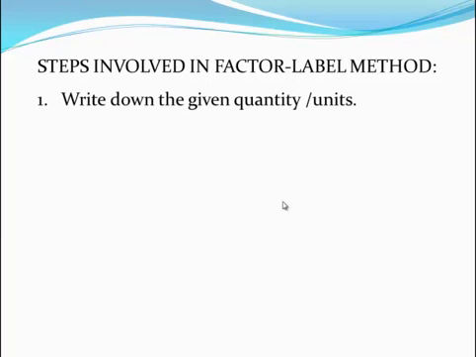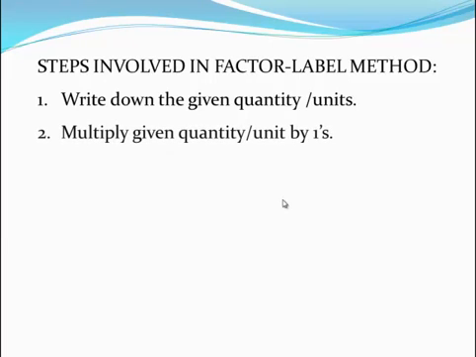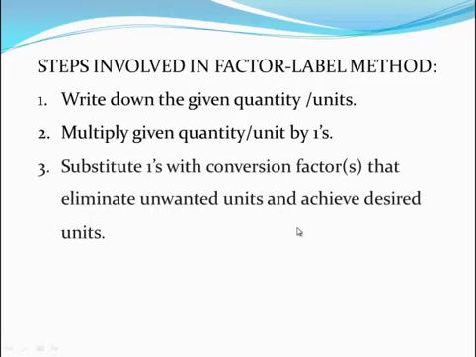So the steps involved in the factor label method, sometimes also referred to as the monkey bar approach: First, write down the given quantity and units. Second, multiply the given quantity and units by ones. Mathematically speaking, they are equal, so you can always write in ones. You can multiply by 1, and mathematically you can do that forever, because anything multiplied by 1 is equal to what you started with. Then you can start substituting the ones with conversion factors, because remember, all those conversion factors equal 1.